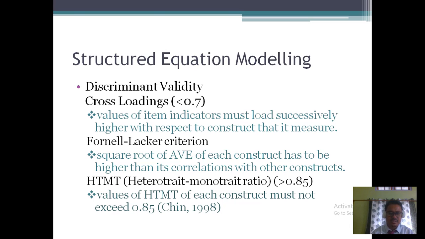The third measure is called the heterotrait-monotrait ratio. These are computed directly from the output of SmartPLS. So HTMT values of constructs must not exceed 0.85 in order to establish discriminant validity.